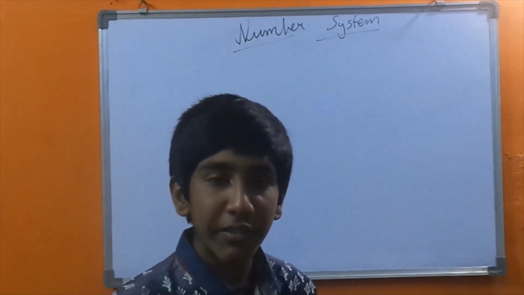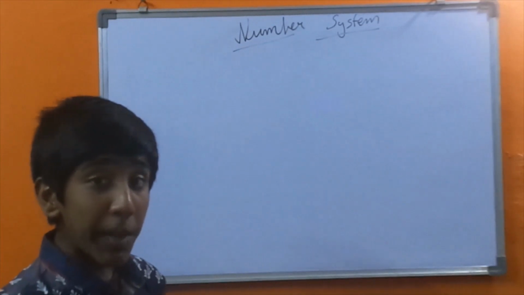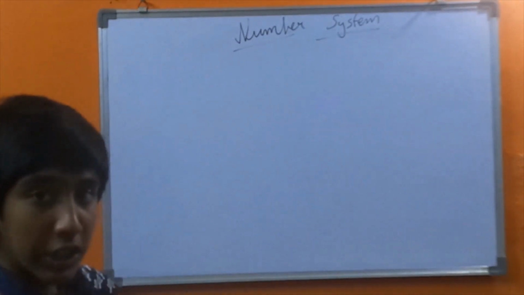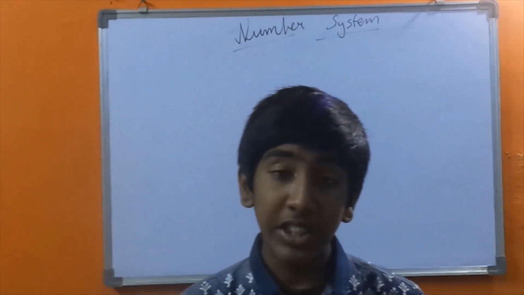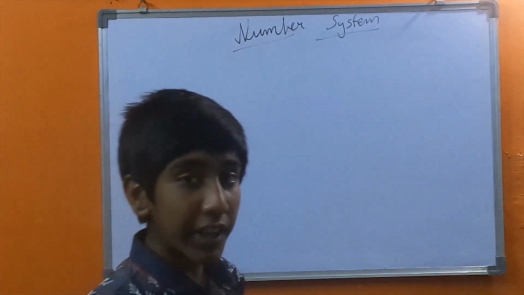Already mentioned in the previous video. Now we are going to discuss the numbers which are not rational. So, a question: are there any numbers which are not rational? And how can we define them?